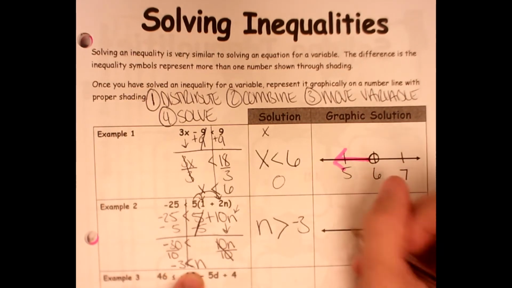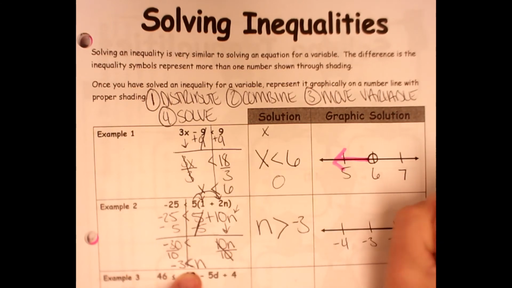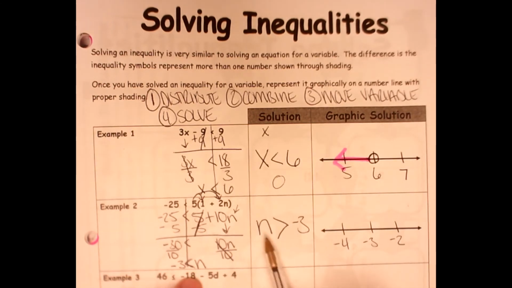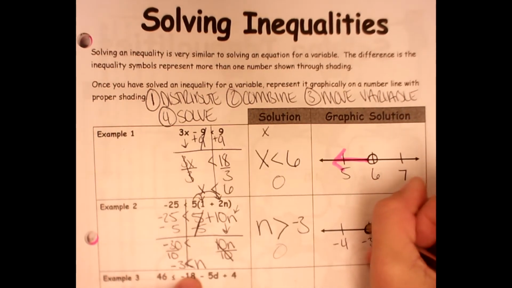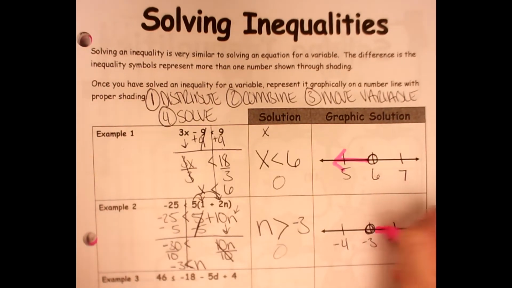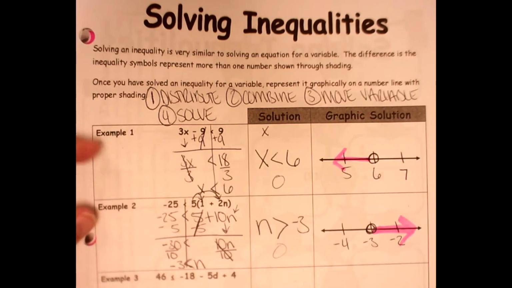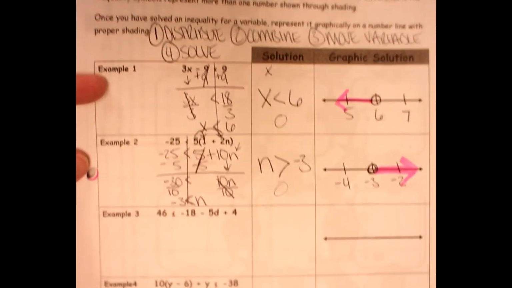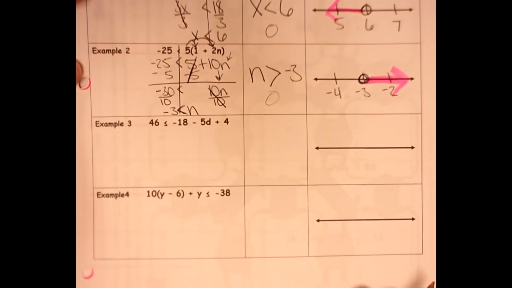So my numbers around -3 are -4, -3, -2. N is greater than -3. It's also an open circle at -3. If n's are greater than, you need to go towards your positive numbers. That's to the right on your number line. Because -2 is greater than -3.